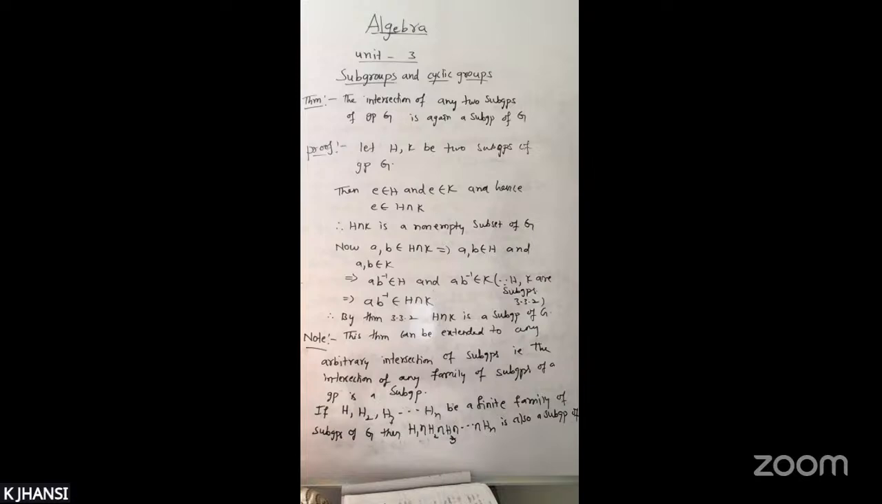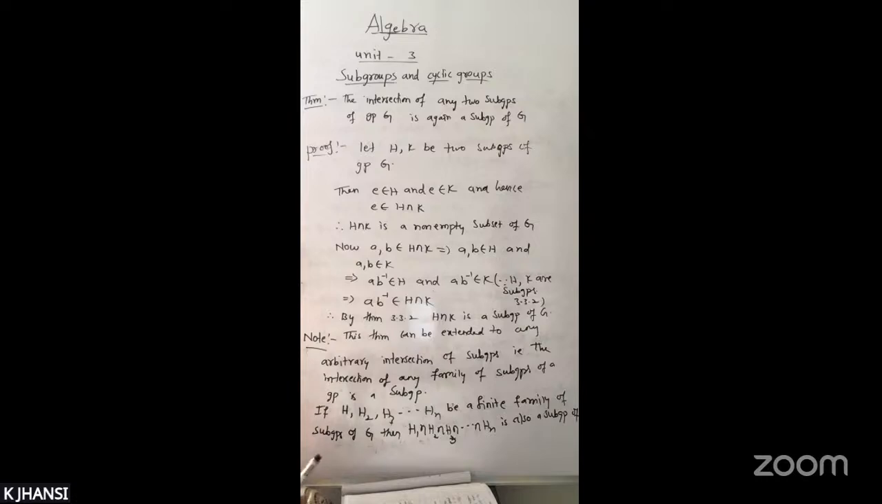Subgroup of G. So like this, we can do the proof for this theorem. This theorem is even applicable for a finite family of subgroups also. If you take n number of subgroups here, then their intersection is also a subgroup of G. So whatever the concept is here, it is applicable for the intersection of any two subgroups.